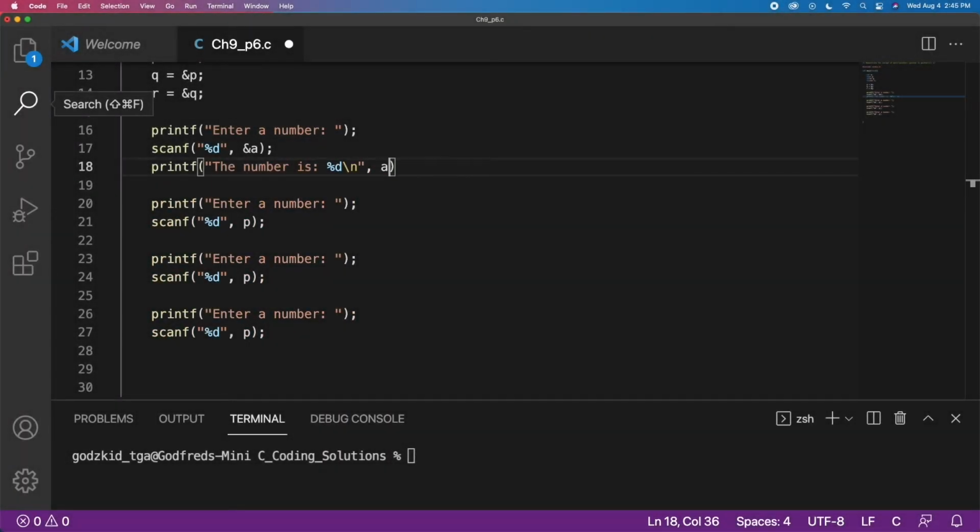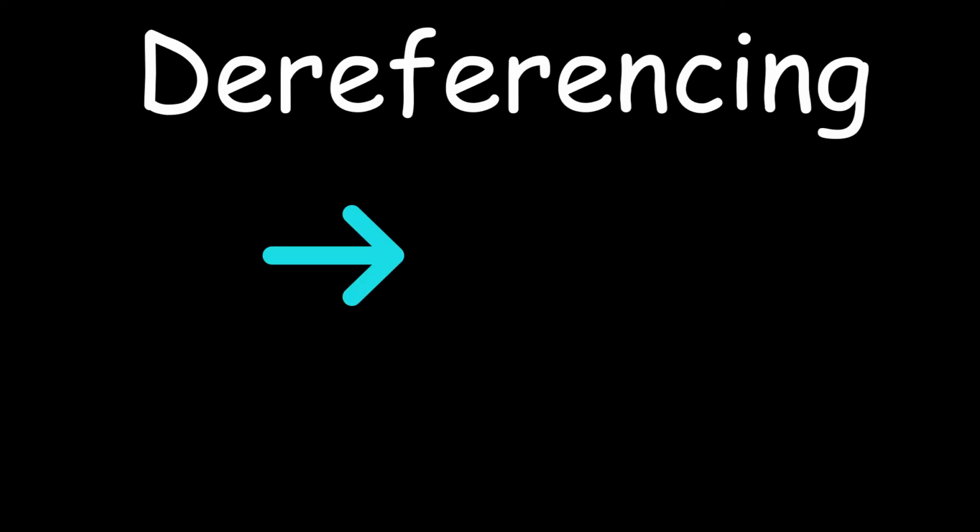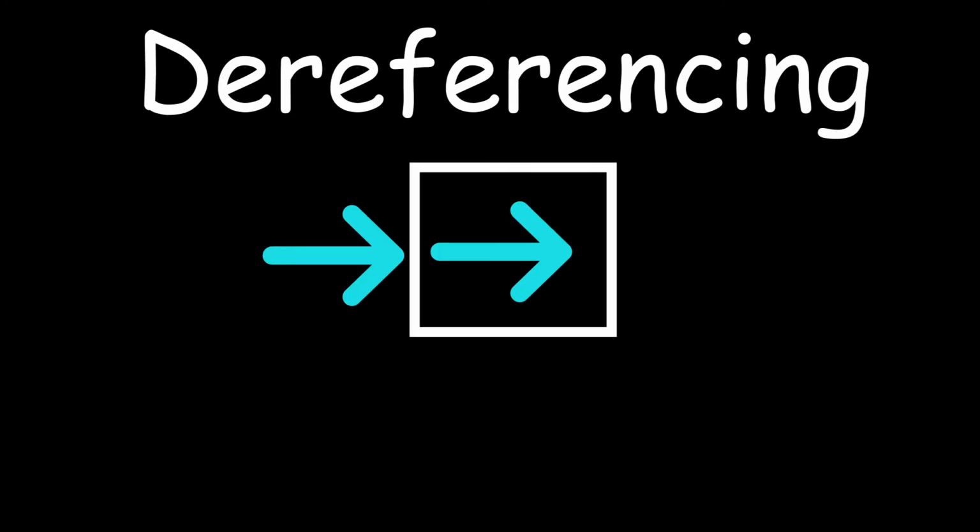Ultimately, the most common use case for double pointers will come with dereferencing the double pointer to get to the value held inside of the address that the pointer is pointing to.